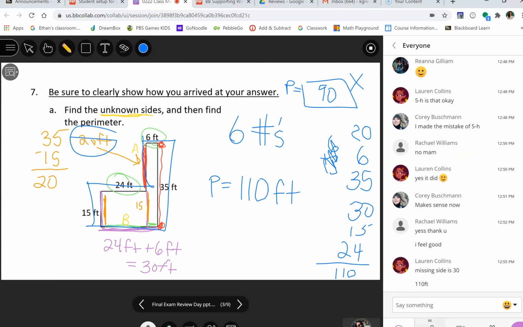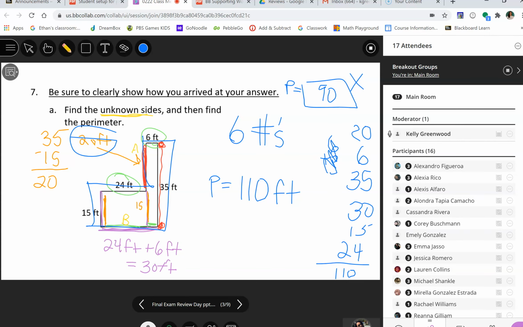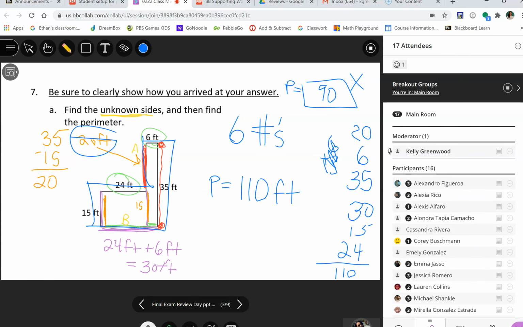Give me a status. How do you feel about this perimeter problem? Feeling good? Yeah, it was in our notes. It was in the MyMathLab homework. It was on the practice test. It's on the review. I'm detecting a trend.